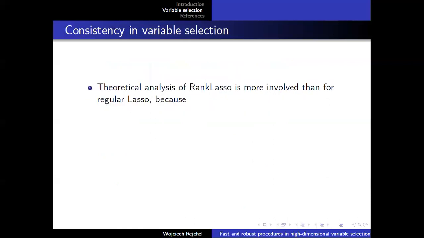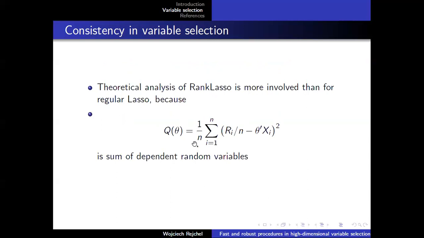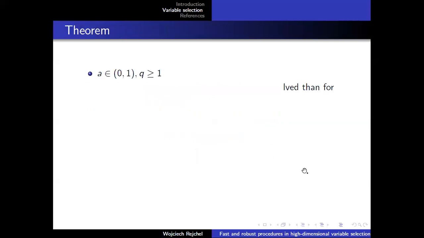Okay, theoretical analysis of rank lasso is more involved than regular lasso because our risk is not a sum of independent random variables, but of dependent random variables, because here we have ranks. However, if we use U-statistics theory, we can overcome problems with dependence here. Okay, so finally, I will give you only one result, which is quite similar to standard results on lasso estimators.